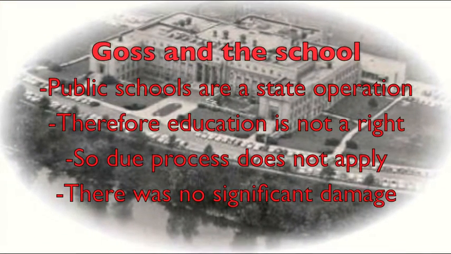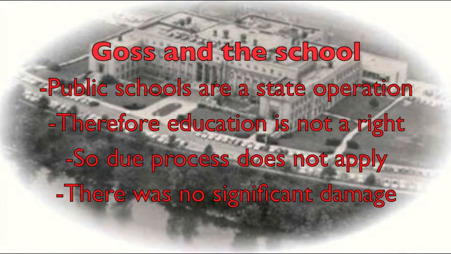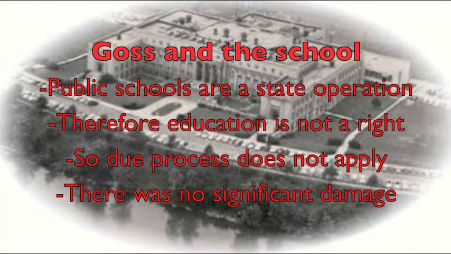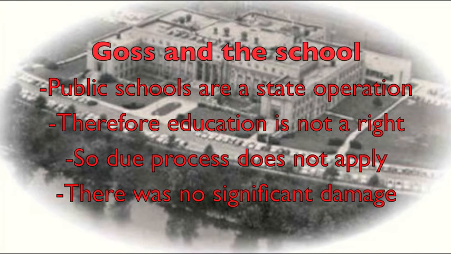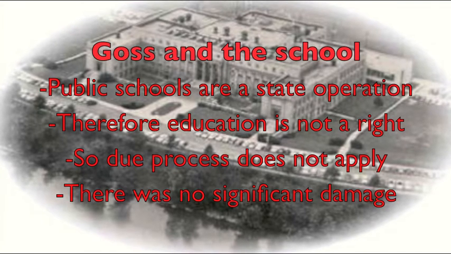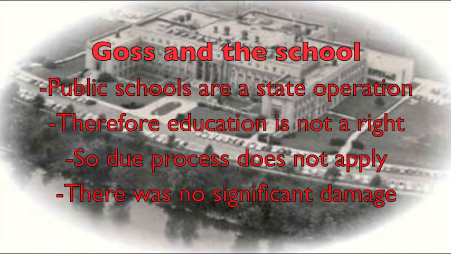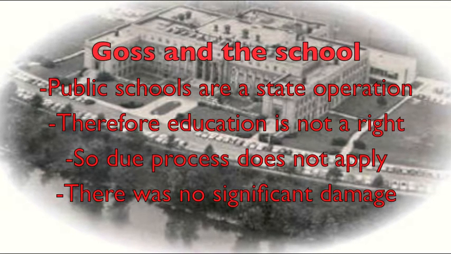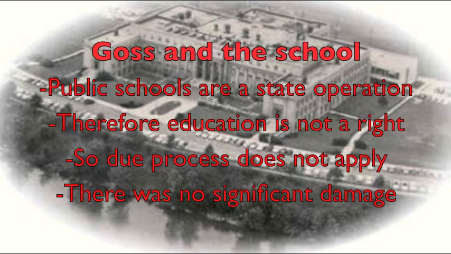So what did each side argue? Goss and the school argued that public schools are a state operation reserved for states in the Constitution. Ohio offers public education as a privilege, not a right, so the rights of due process aren't included. They also believe that 10 days wasn't such a big deal. Also, school administrators, not courts, should decide.